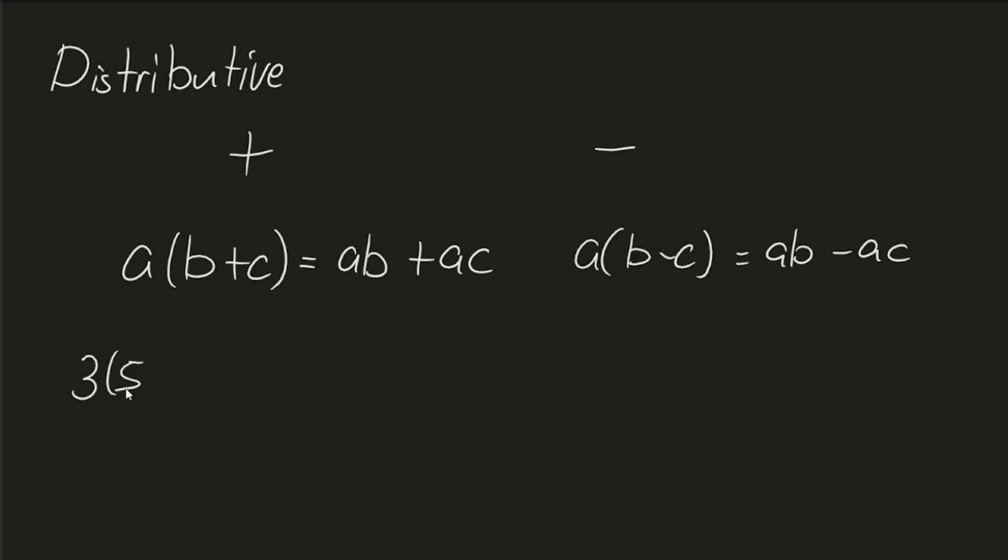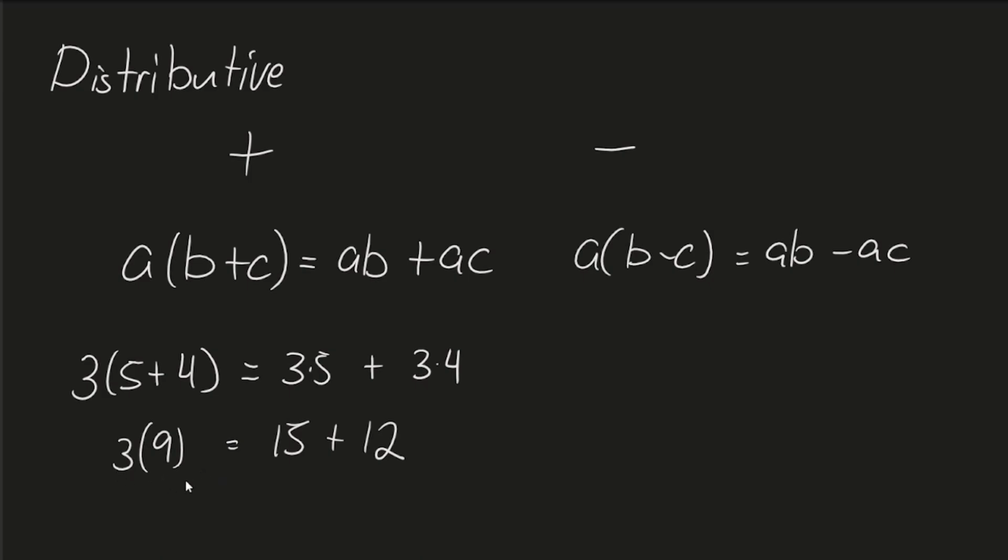Let's have an example. 3 times the quantity 5 plus 4, is it the same as saying 3 times 5 plus 3 times 4? By order of operations, let's do the one inside the parentheses. 5 plus 4 is 9. We have multiplications here. This is going to be 15 plus 3 times 4, which is 12. And on the left-hand side, it's going to be 3 times 9, which is 27. The sum of 15 and 12 is also 27.